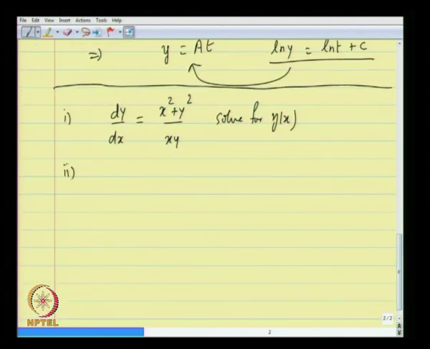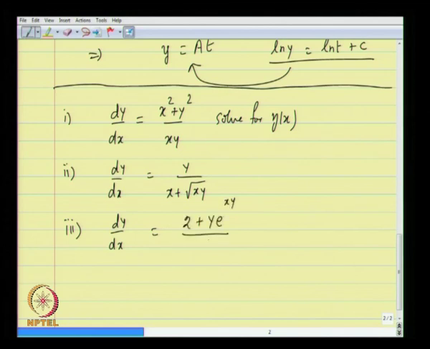Second problem is dy by dx is equal to y by x plus square root of xy, and one more, dy by dx is equal to 2 plus y e to the xy by 2y minus x e to the xy. So, in all these three cases, solve for y.